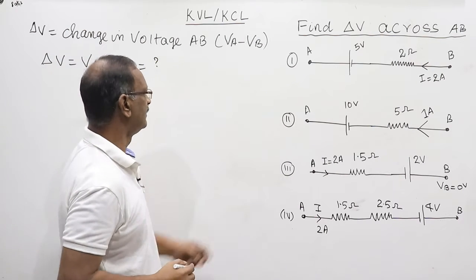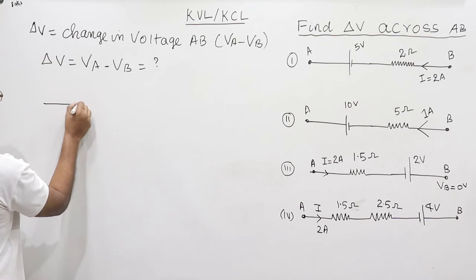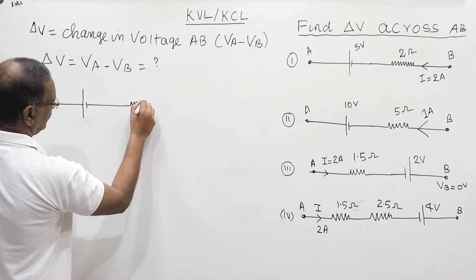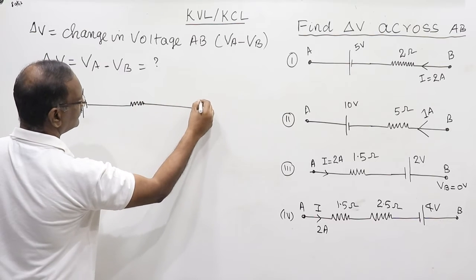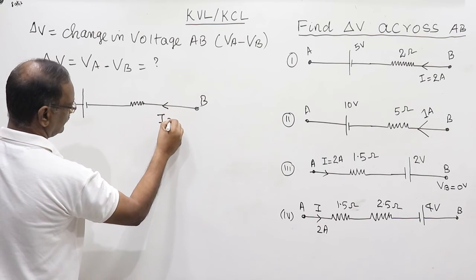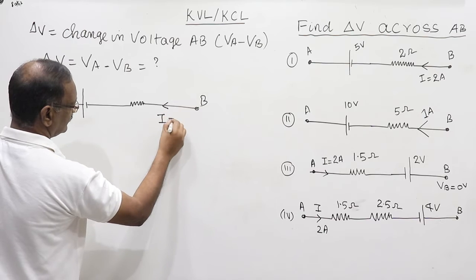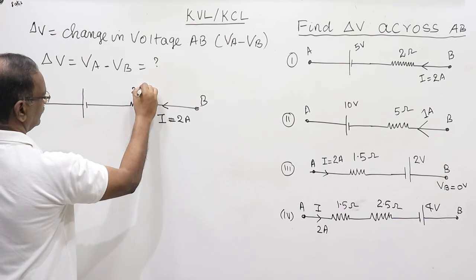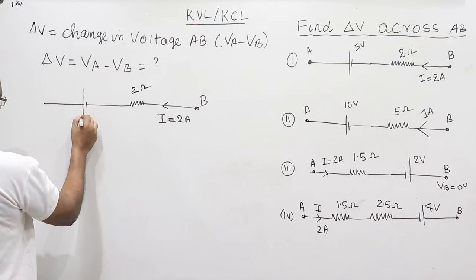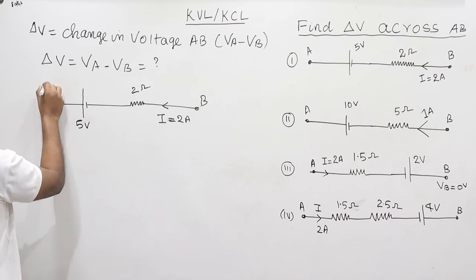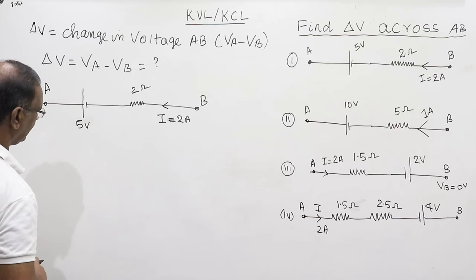See, first problem, the circuit is like this. That is point A, this is a battery here, there is a resistance here, this is point B, and the current is flowing this way. I is equal to 2 ampere. This resistor is equal to 2 ohm, and the potential difference here is 5 volt. So this is point A. We have to find out point A and B.